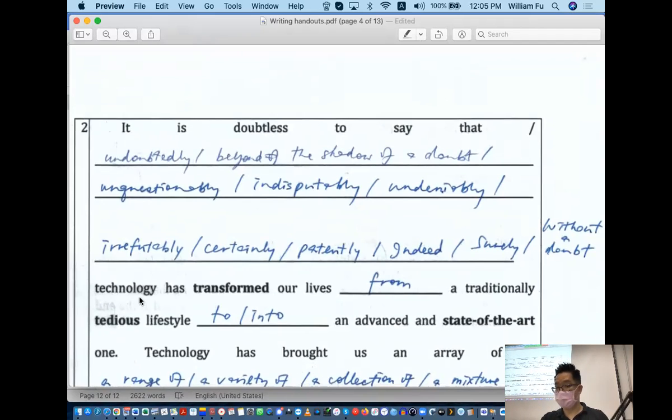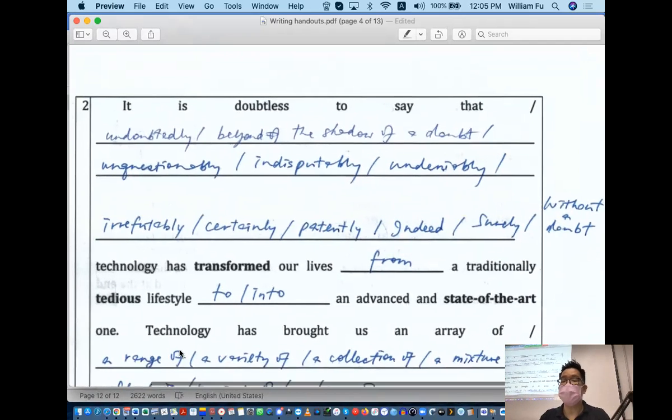Now, this is just one sentence only. Up to now, one sentence: the background. Technology is really good, something like that. And then the next sentence: technology has brought us an array of. Do you know the meaning of an array of? It means a lot.